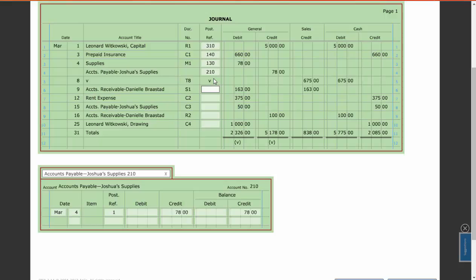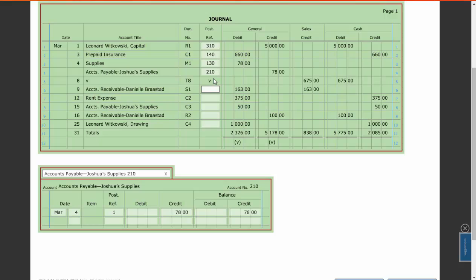Why do we have a check mark here? How is this line different than the one above it? It affects two special columns. Is there anything I need to post right now? No. So when we journalize it, we put a check mark there to say, yeah, when we get to this, we can skip right over it and we don't have to post it. What we're doing right now is called posting each line individually. We're starting at the top of our journal and we work our way down and we post each account individually.